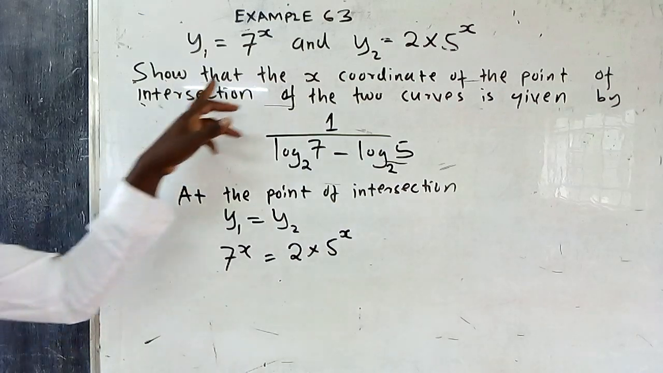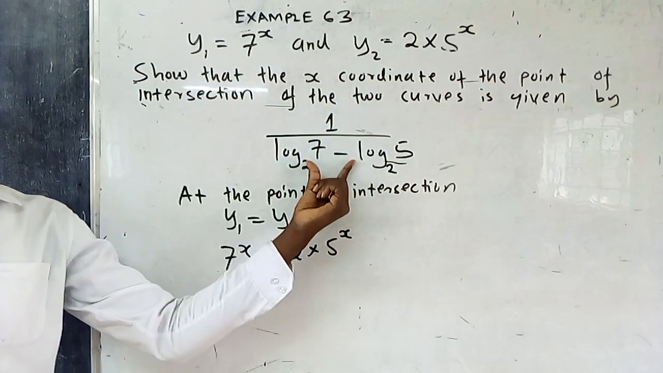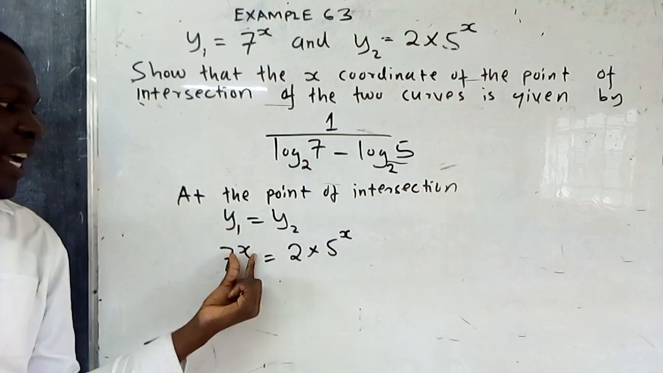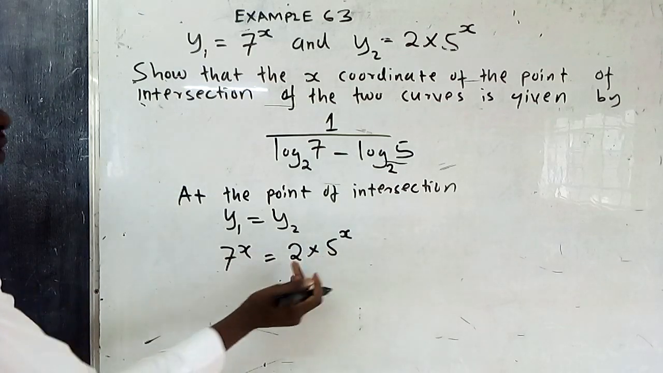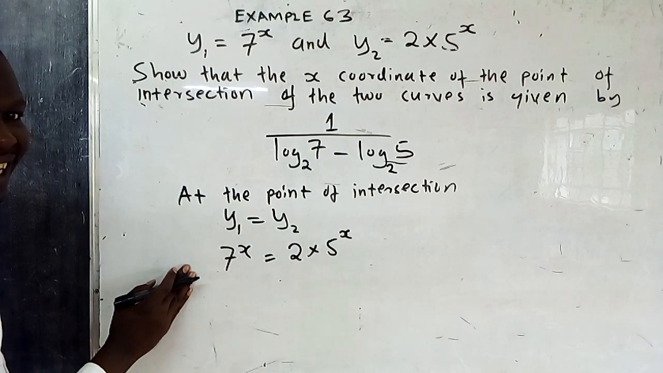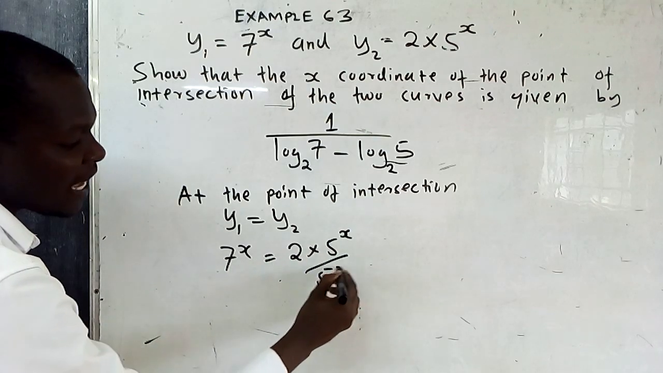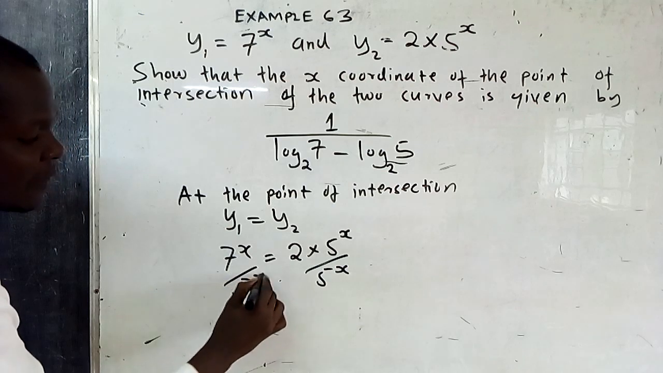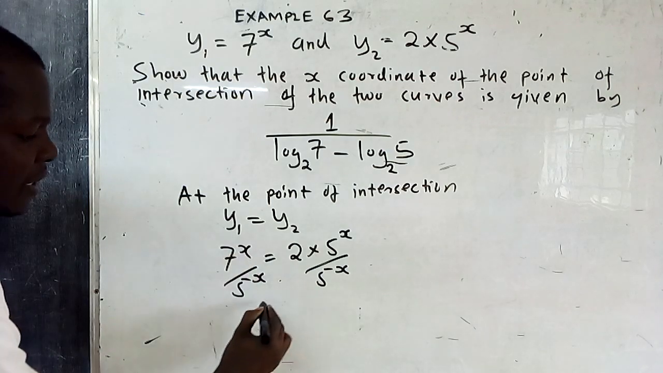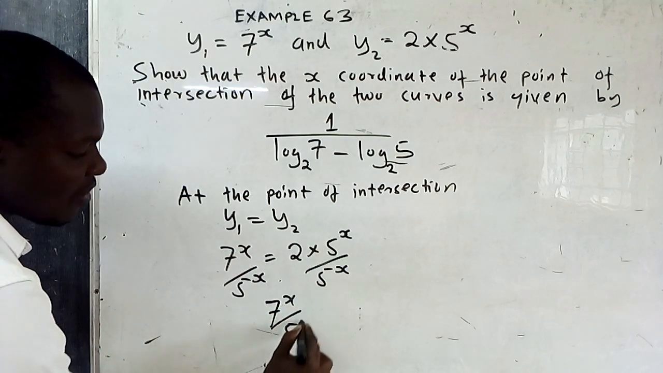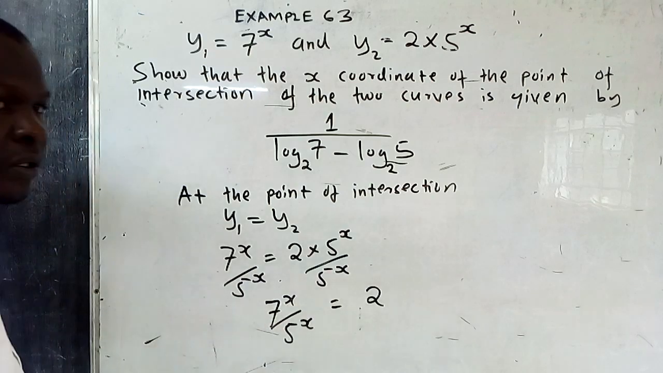Now you are told to show that the x coordinate is given by this equation, meaning we want to make x the subject of the formula. So for you to get x the subject of the formula, any term with x you bring on this side of the equation. So we divide both sides of the equation by 5 raised to power x. So what do we have? We have 7 raised to power x over 5 raised to power x is equal to 2.